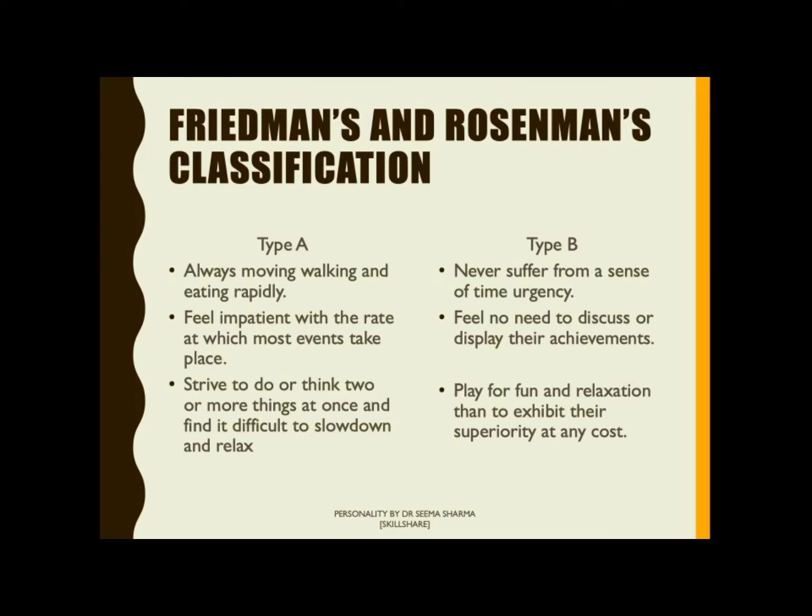Type A feel impatient with the rate at which most events take place, whereas type B feel no need to discuss or display their achievements. Type A strive to do or think two or more things at once and find it difficult to slow down and relax, whereas type B play for fun and relaxation rather than to exhibit their superiority at any cost.